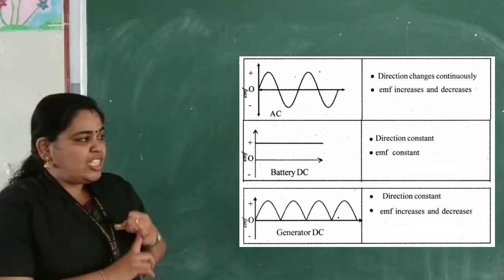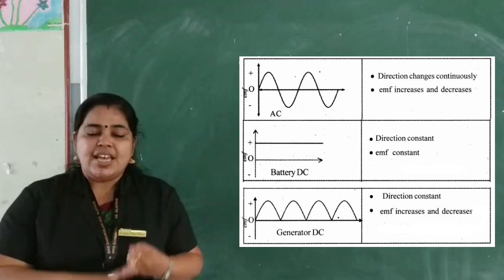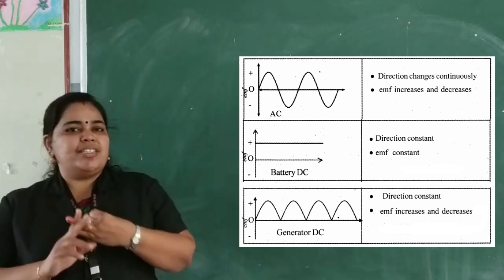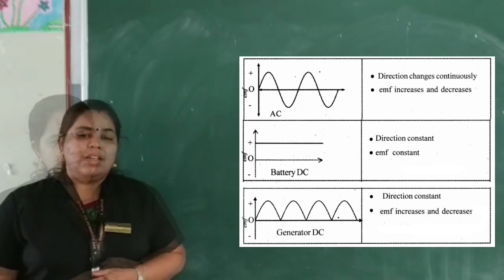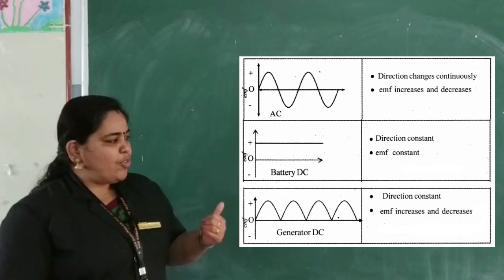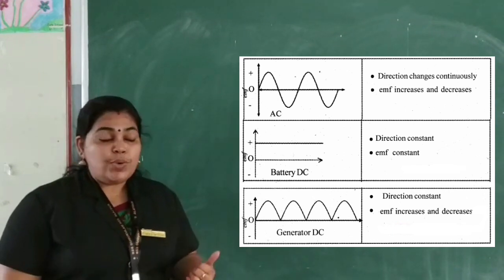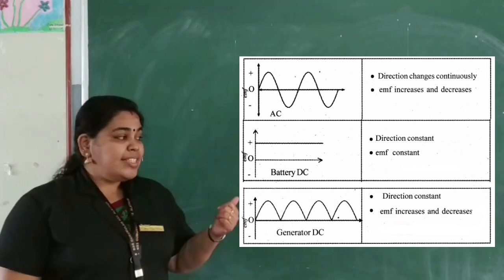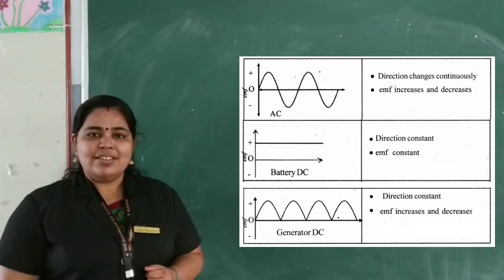Okay, so in the first figure the direction changes, and at the second point the EMF increases and decreases. Now look at the second case. It shows the EMF obtained from a battery.